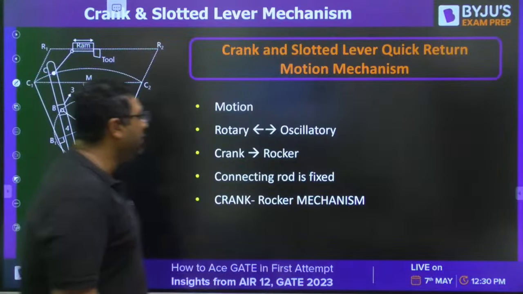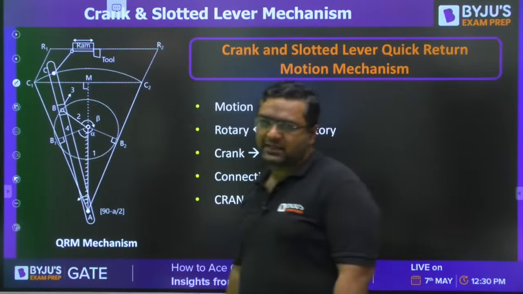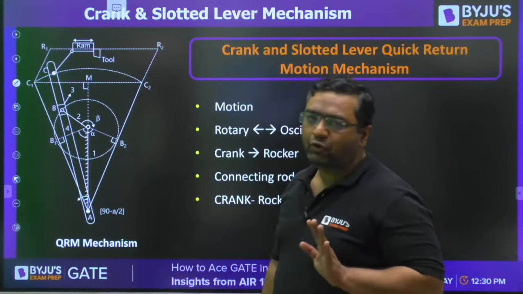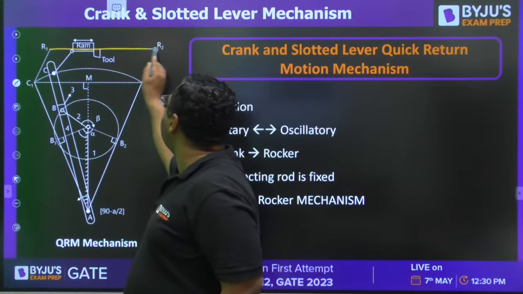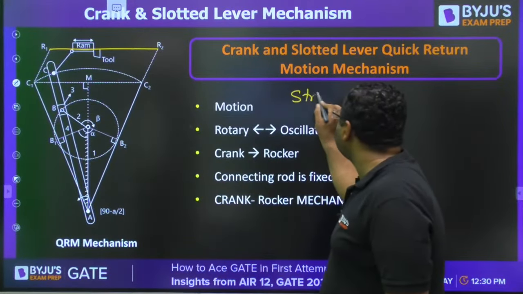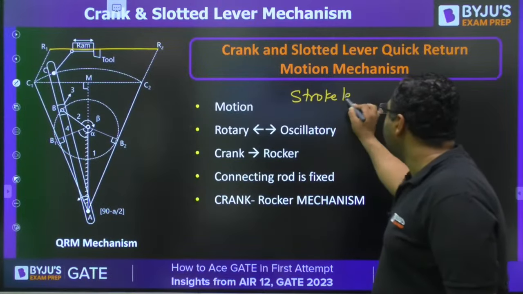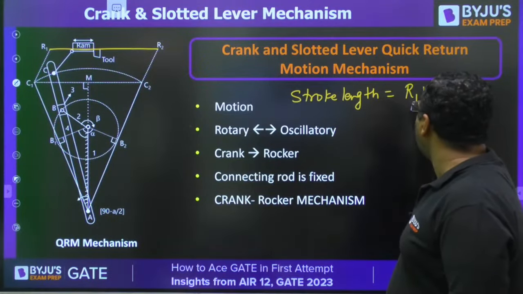So guys, now we are moving for the derivation part. So this was the mechanism we have already discussed. Now my dear, I want to find out the stroke length. So when RAM is traveling from R1 to R2, this is our stroke length. So if you ask me, sir, what is the stroke length? Then my dear, I will say stroke length is R1, R2.